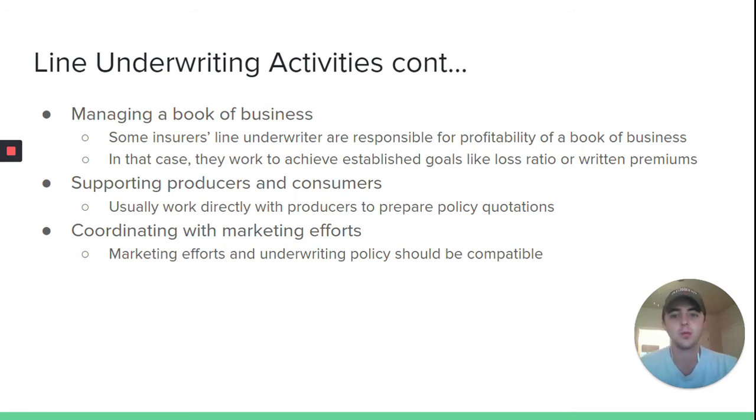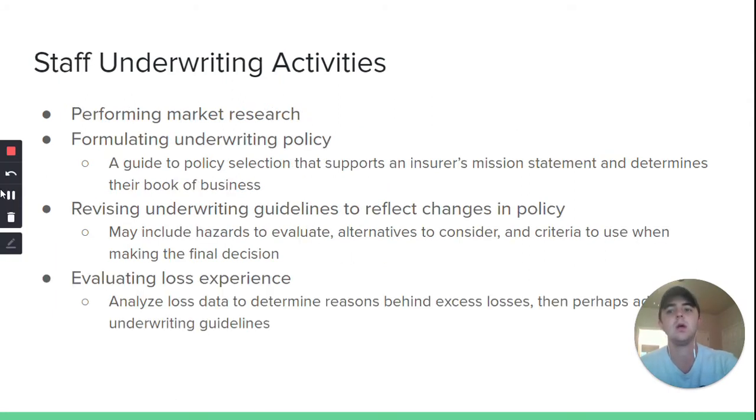They also support producers and consumers by working directly with them, like I talked about earlier, to prepare policy quotations. And they work with marketing efforts, making sure that they are aligned with what the company wants. Staff underwriters, on the other hand, perform market research, and they formulate underwriting policy. They're mostly concerned with kind of bigger picture stuff.